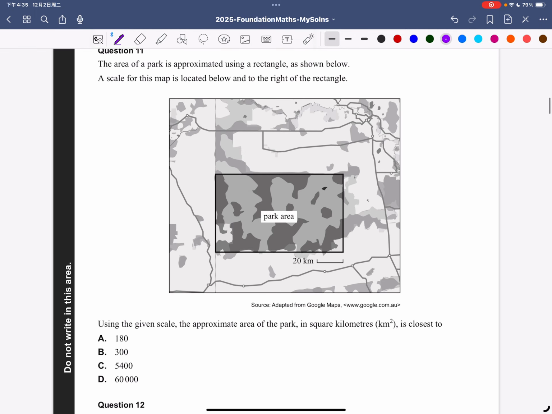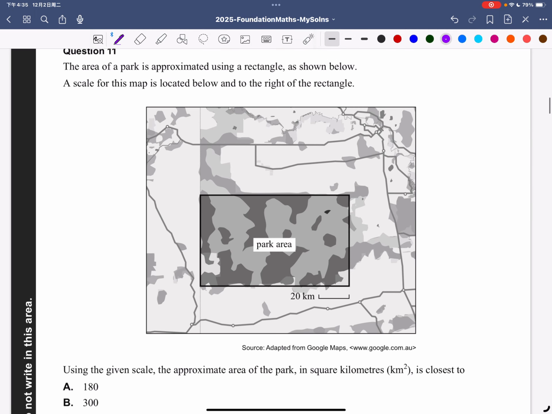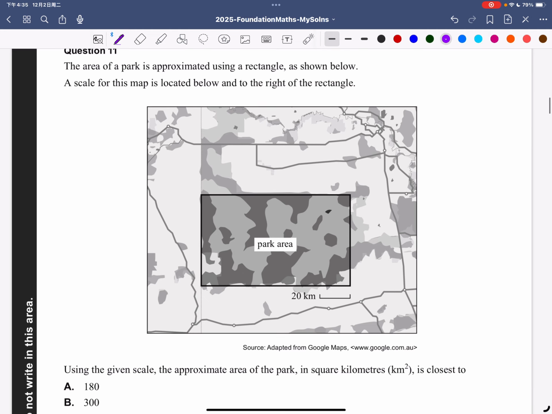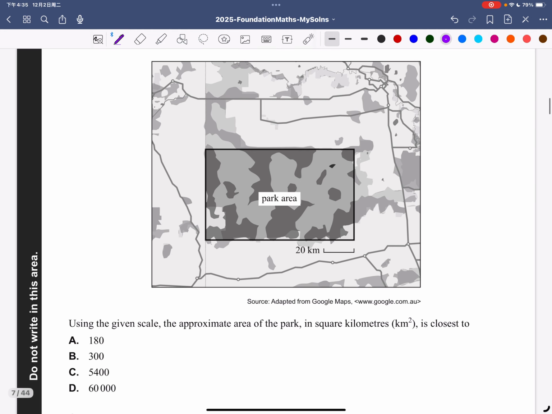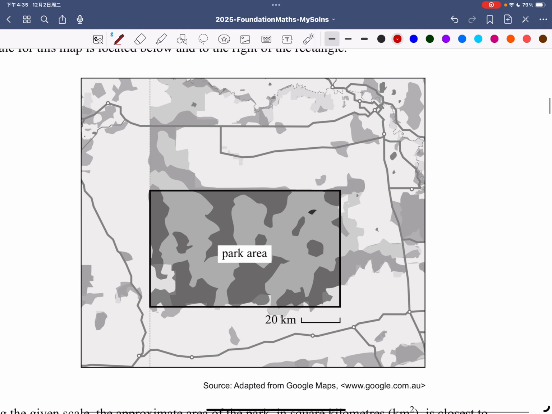Question 11. The area of a park is approximated using a rectangle as shown below. Using the given scale, find the approximate area of the park. My idea is you need to have a ruler. From my observation, at least 5 to 6 marks on this whole paper are related to your accurate measurement. So you need to use a ruler to get your job done smoothly.